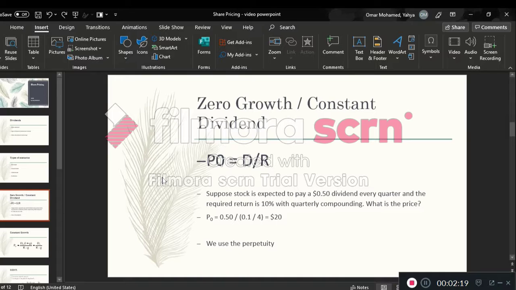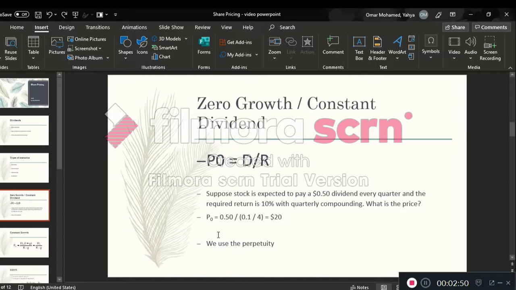So we use the formula P0 equals D over R. P0 being the present value of the share, which is what we're trying to find out to see if the share is worthy of purchasing. D is the dividends, and R is the required rate of return. So let's take this example. Suppose a stock is expected to pay a 0.5 dividend every quarter, and the required return is 10% with quarterly compounding. What is the price?